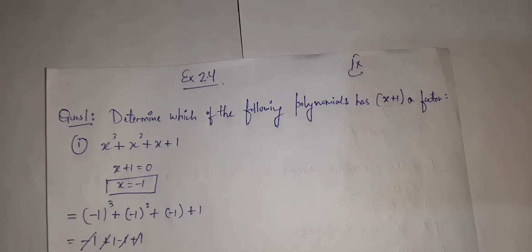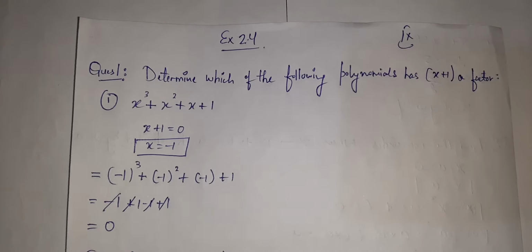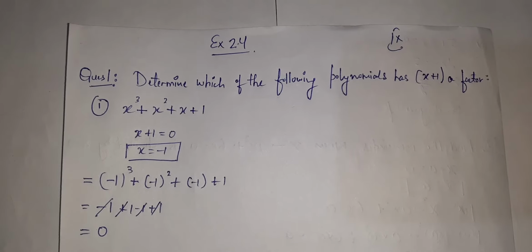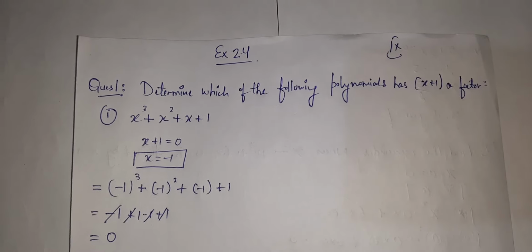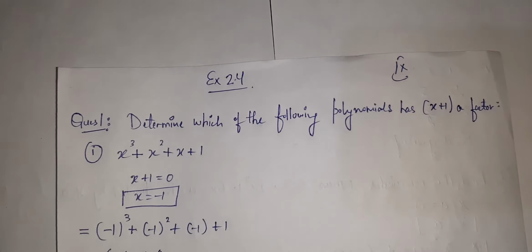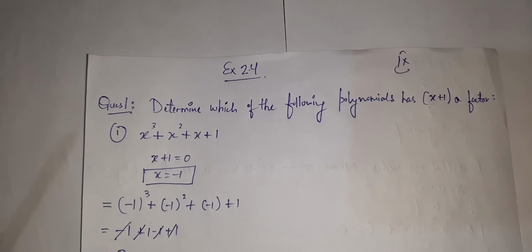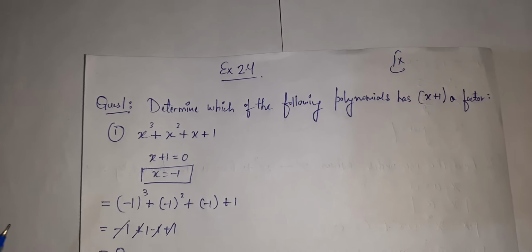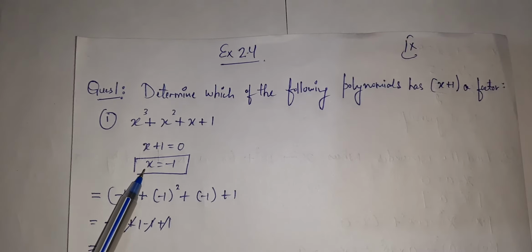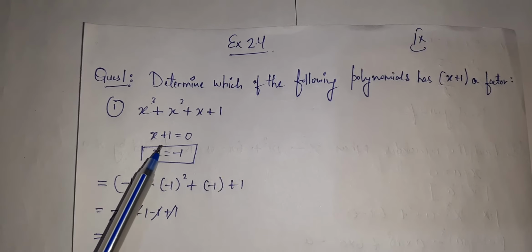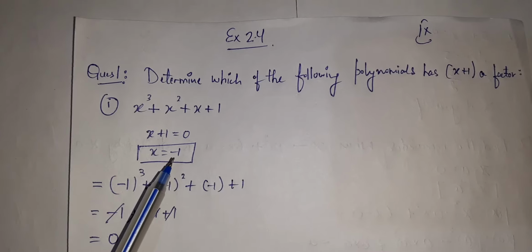Good morning, everyone. Today we'll be starting with exercise 2.4. Determine which of the following polynomials has x plus 1 as a factor. This x plus 1 should be their factor. What we will do, we will take the value of x. x plus 1 is equal to 0, x is equal to minus 1.